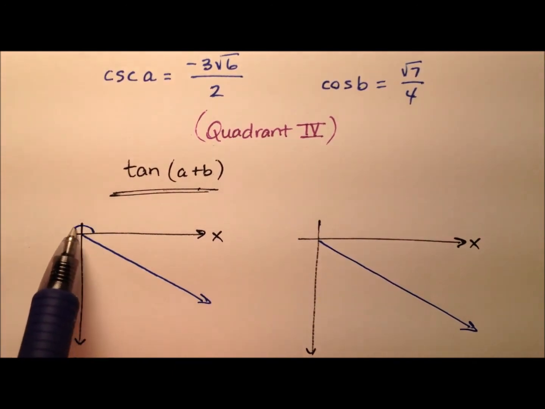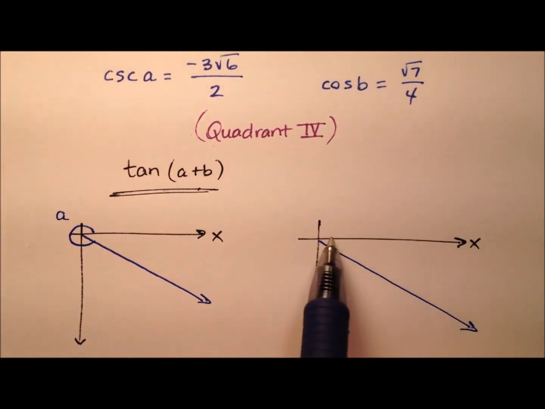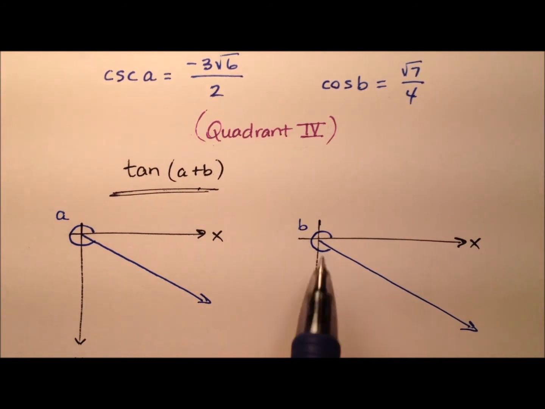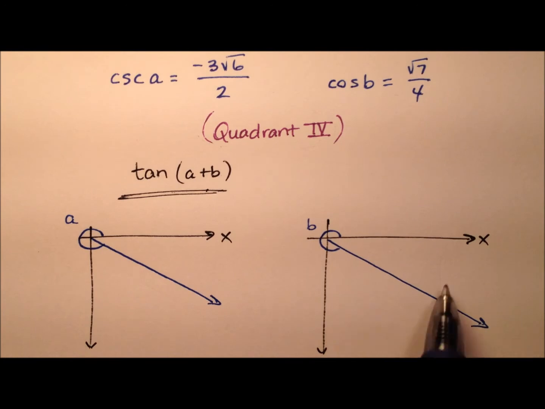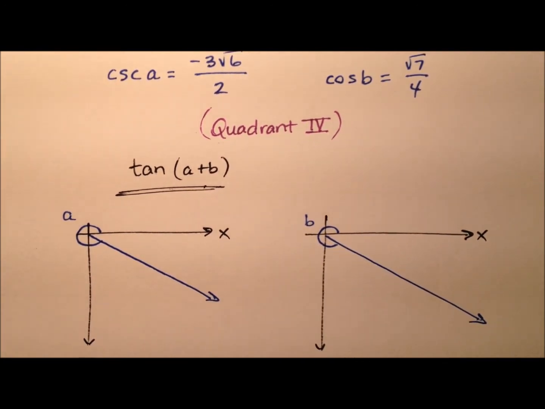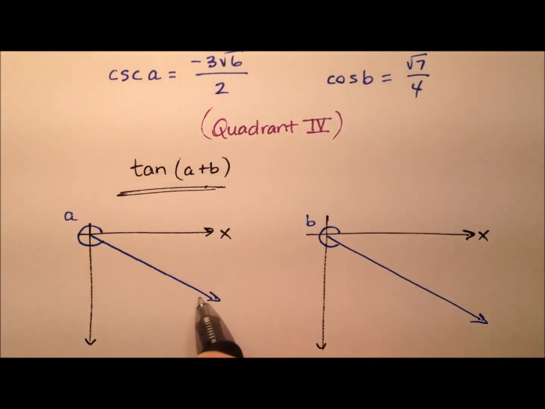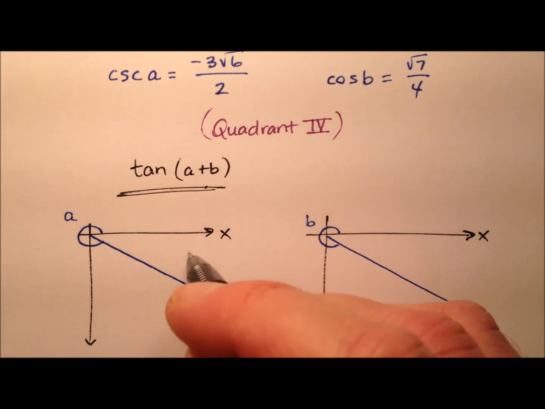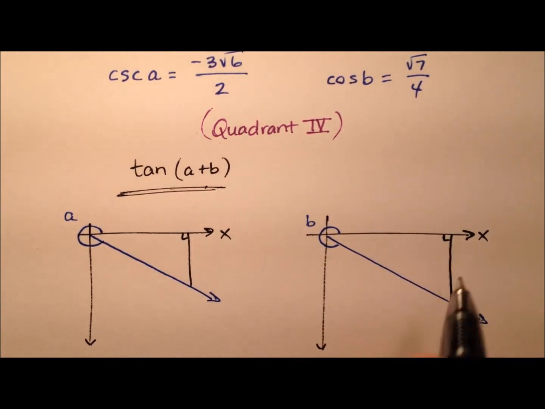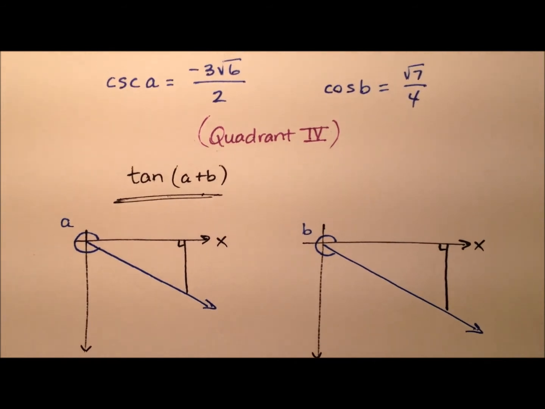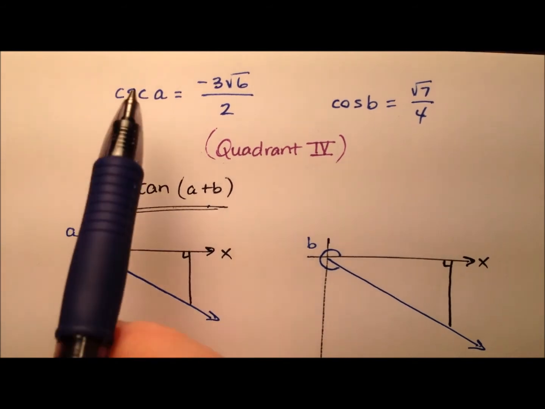And so this guy will be angle A, and this guy will be angle B. So anytime that we're talking about A, it's going to be this reference triangle, and anytime we're talking about B, we'll use this reference triangle. And so, of course, they're not triangles yet because we need to draw from the terminal side of this angle to the x-axis. So there's a nice right triangle, and then there's a nice right triangle. All right, so let's go ahead and put in some values for these triangles so we can use them.